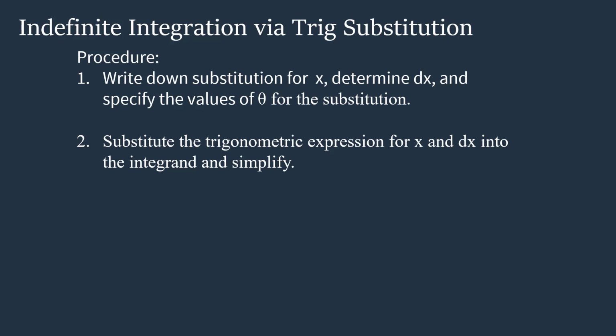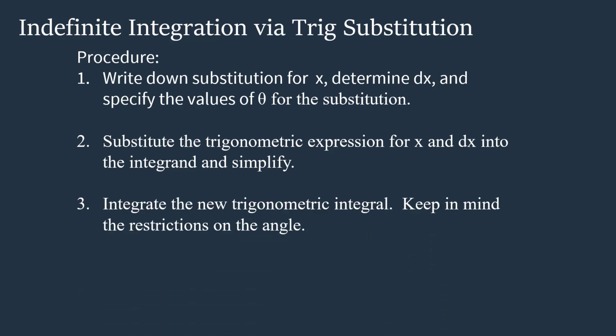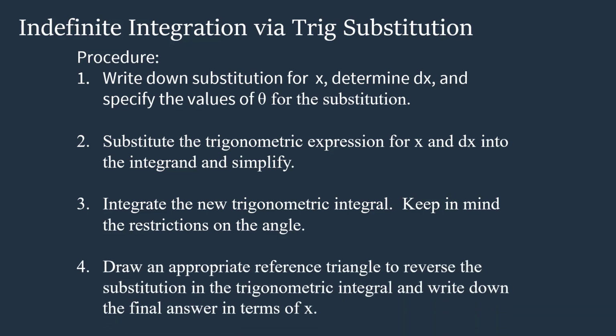Then just substitute everything in, whatever you have for x, whatever you have for dx, and simplify the entire expression. Again, as you do so, remember the angle range. Integrate the new trigonometric function. Please keep in mind as you do so, once again, the restrictions on the angle. And finally, draw an appropriate reference triangle to reverse that substitution.